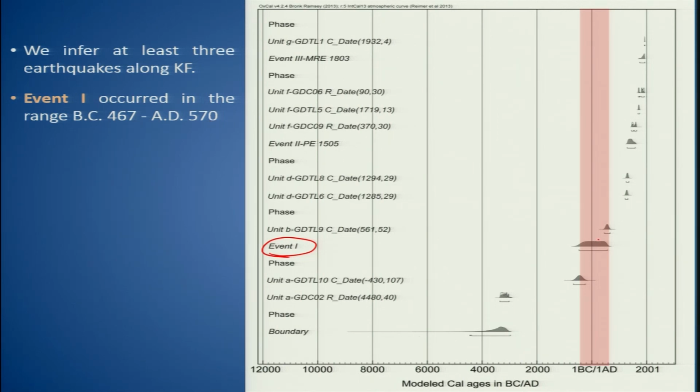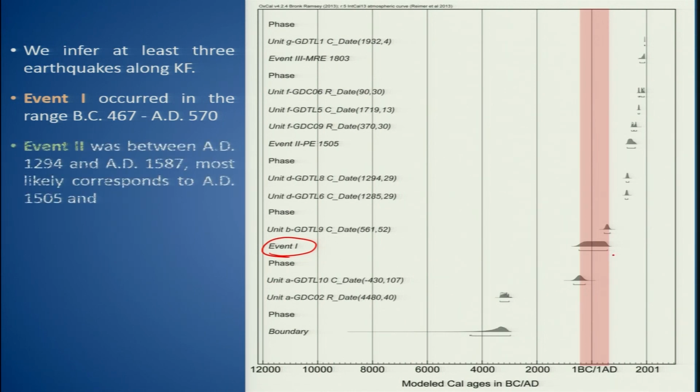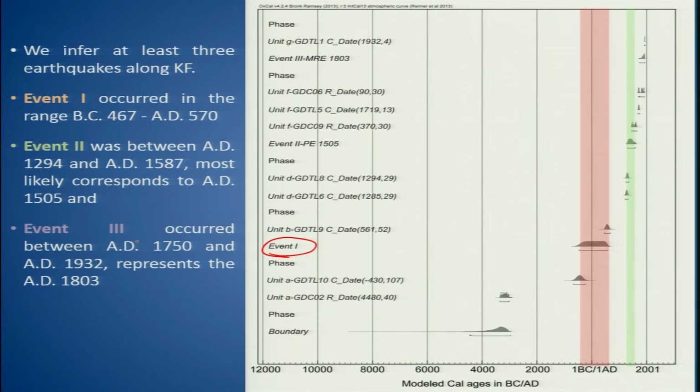So we have 467 and 570 which is coming from the OxCal model, and then event 2 was between these. So we have a wide range between this and this, 1294 and 1587, which probably corresponds to the 1505 earthquake in this region. Event 3, which I said is the debatable event, but what we saw in our trench we have correlated with 1803, and this was the youngest, most recent event in this region.